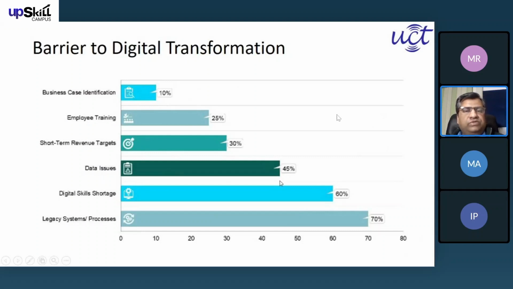Then data issues are 45%. All the things are related to data, and it is complicated; they have to follow some compliances. If they are not following them, then there is a chance that the digital transformation would fail. Digital skills shortage causes 60% of cases to fail. Legacy systems and processes: some of the processes do not support digital transformation because they were developed a long time back, and there are no interfaces from which we can capture the data. Because of this, digital transformation is failing or getting delayed. And 70% of cases are due to this.